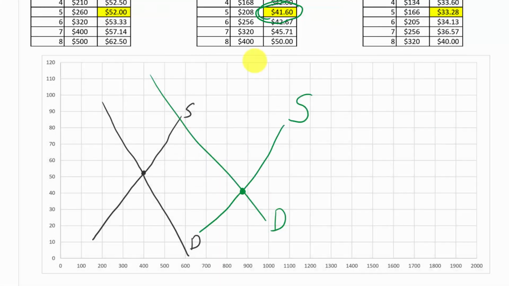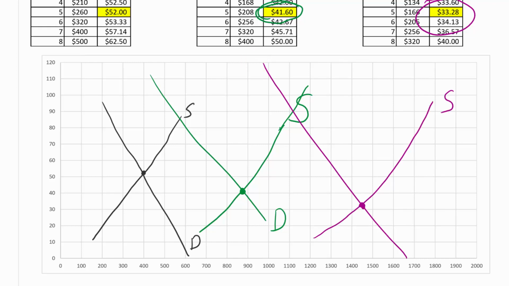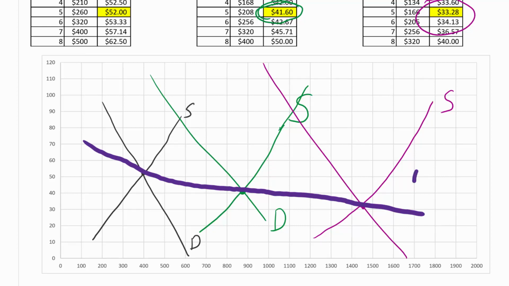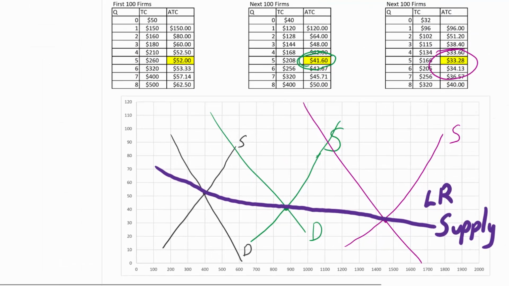All right? And then, again, this could happen one more time. Because the break-even price of the next 100 firms, they find it even easier and cheaper than the people that came before them, they're going to continue to pile into this industry until they drive the price down to $33.28. And so, when we look at that long-run trend of the price, we see that as the quantity people want of this good increases, this market can supply it for ever cheaper and ever cheaper prices. And so this long-run supply curve is decreasing, and this is what we call a decreasing cost industry.